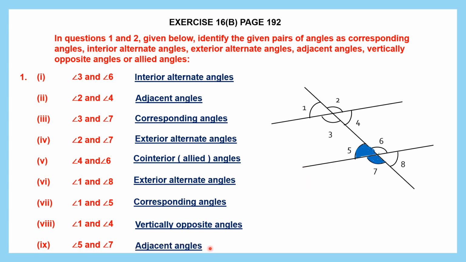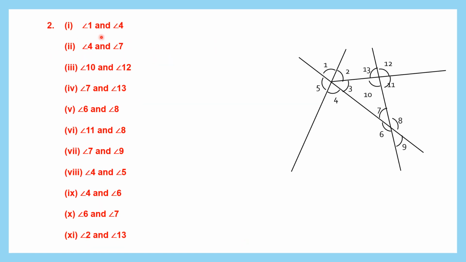So now we have found and identified the given pairs of angles. Let's move on to question 2. Here also we've been given pairs of angles, and look at this figure. Don't get confused when you see the figure. We'll go slowly, we'll take each pair at a time and then find out where they come.